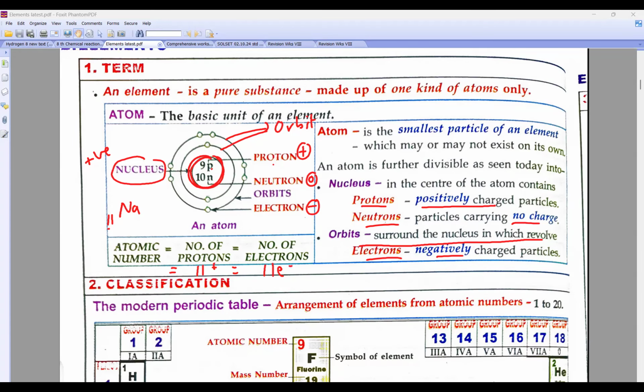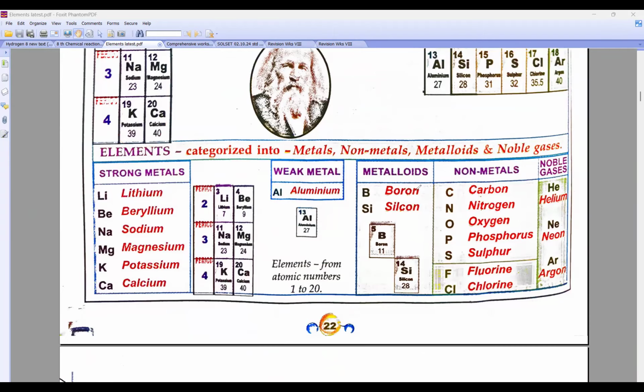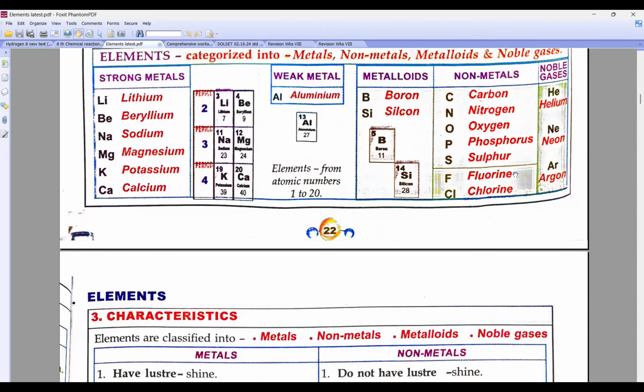Now from this, what they will ask generally, if you see the things on this side, they are metals. All these are non-metals. These are noble gases. Noble gases do not react with anyone. But a very important thing you need to know is what are metalloids. Which ones are metalloids? Boron and silicon are metalloids. Lithium, beryllium, sodium, magnesium, all these are metals. Noble gases are helium, neon, and argon.